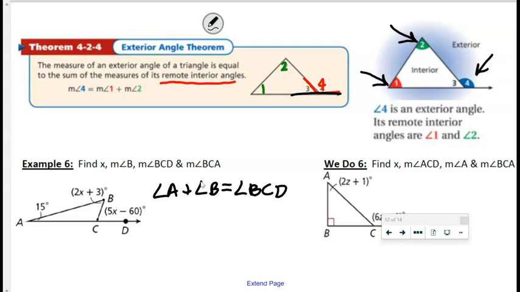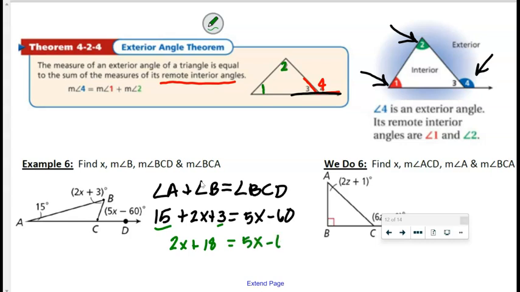So what we're going to do to solve this is we've got our 15 plus our 2x plus 3, and that's going to be equal to our 5x minus 60, okay? So we're going to combine our like terms right here first. So I'm going to have 2x plus 18 equals 5x minus 60. Now we're going to subtract that 2x from both sides, move it to the right.